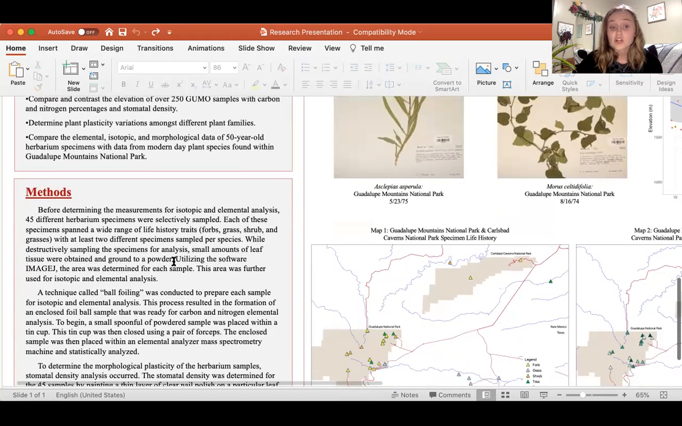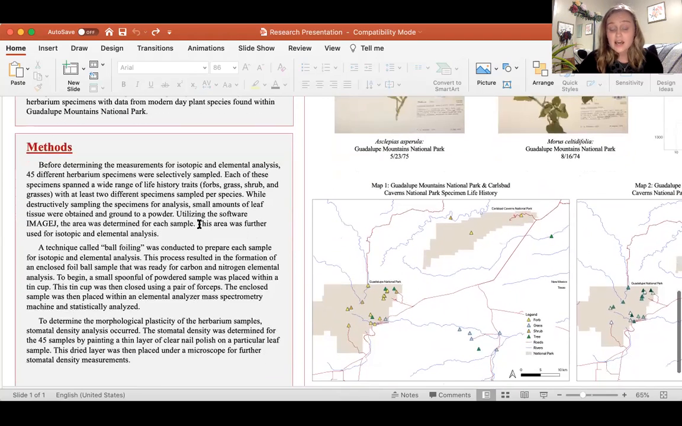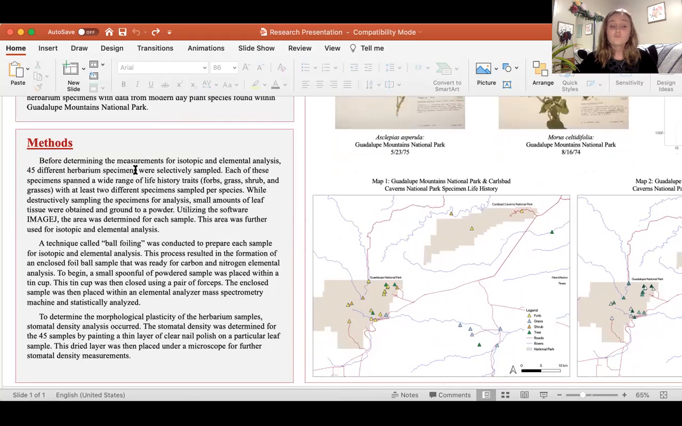So in order to determine the isotopic and elemental analysis of the different herbarium specimens, what we did was we sampled a variety of forbs, grasses, shrubs, and trees so that we had a wide variety of different samples. And so currently for this presentation, we have sampled 45 different herbarium specimens. What we did was we took a small amount of leaf tissue, and once we had this leaf tissue, we went ahead and determined the area and the mass of these specimens so that they could further be used for isotopic and elemental analysis.